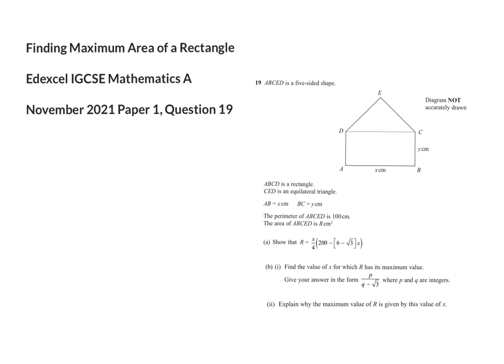In this question, we are given a five-sided polygon, which kind of looks like a house and is made up of a rectangle and a triangle. We're given some information about it, including the perimeter of the entire shape. We are asked to show a formula for the area. We are then asked to find the maximum possible area, giving it in surd form, and to explain why we have a maximum value.